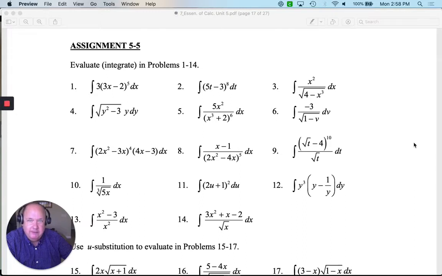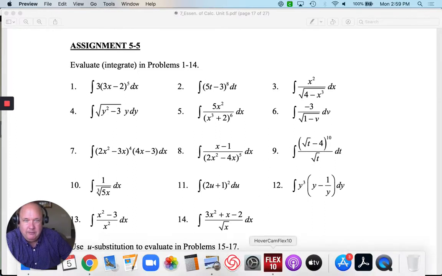All right, assignment 5.5. So this whole lesson had to do with integrating, being the antiderivative. So we're going to be working backwards. And so we're practicing how to integrate. And this one had to do with the anti-power rule and U substitution. So let's do it. So number one I wrote down.